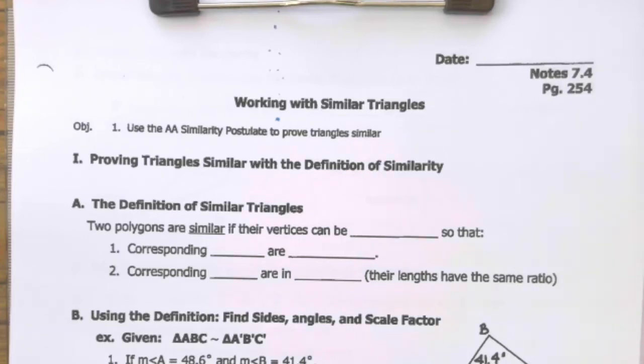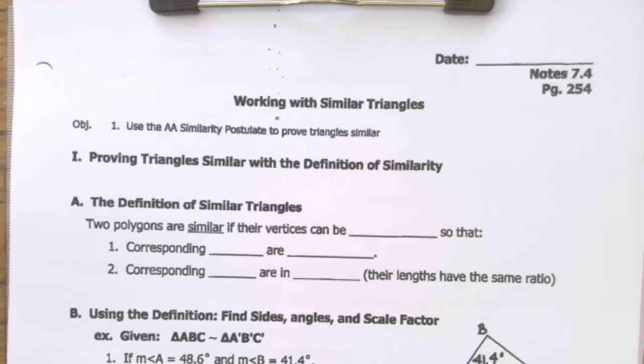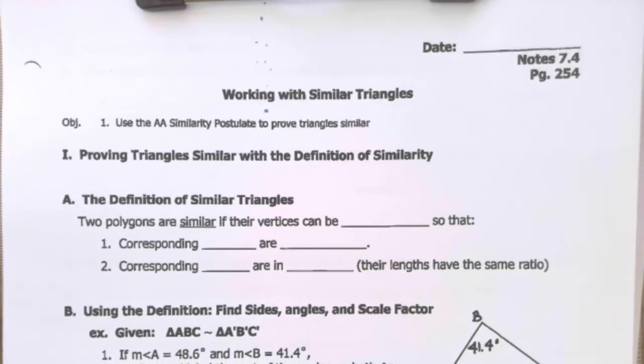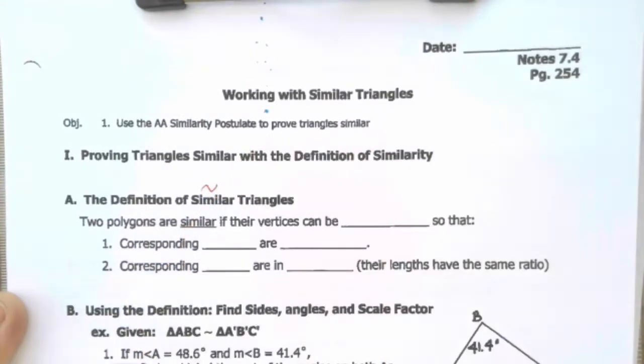Good afternoon. We are going to take notes on 7.4, which is working with similar triangles. We're basically going to take what we've learned about similarity and put it to work on some triangles. All right, part A, definition of similar triangles.